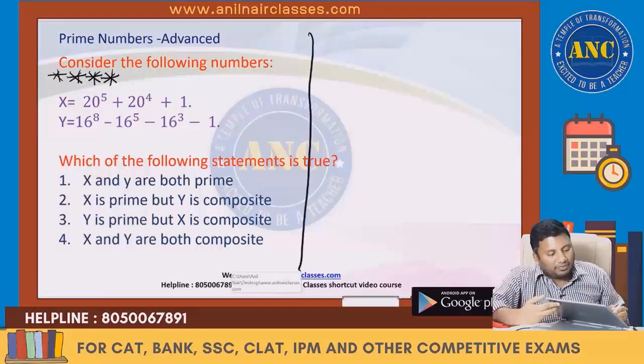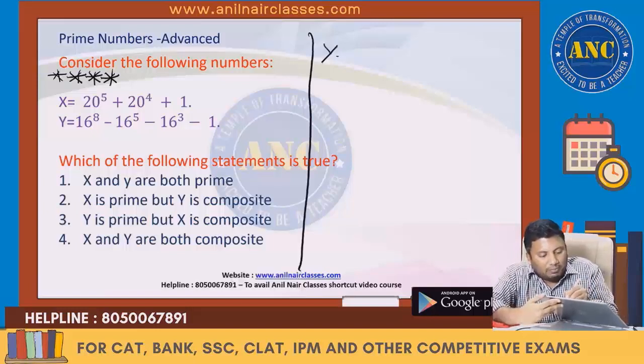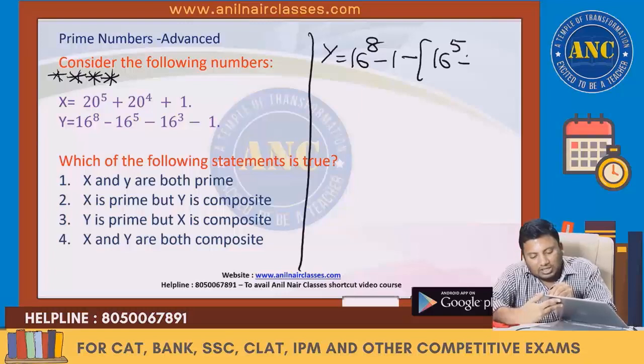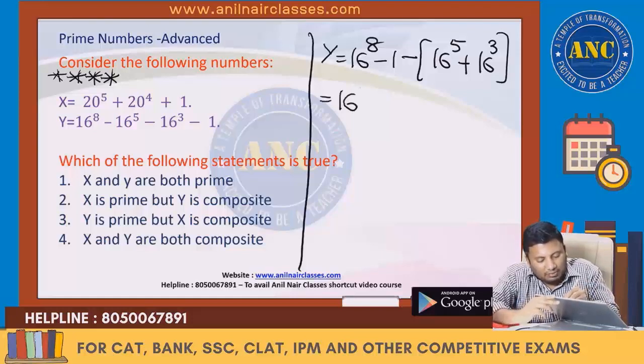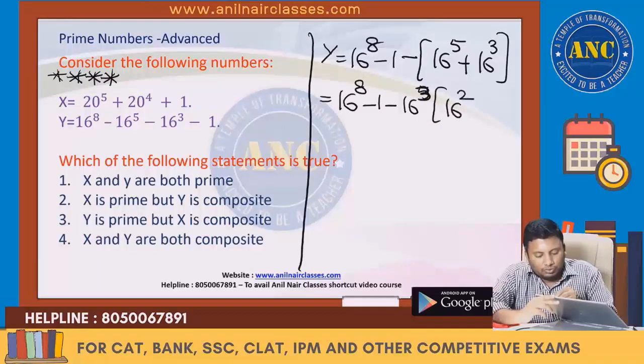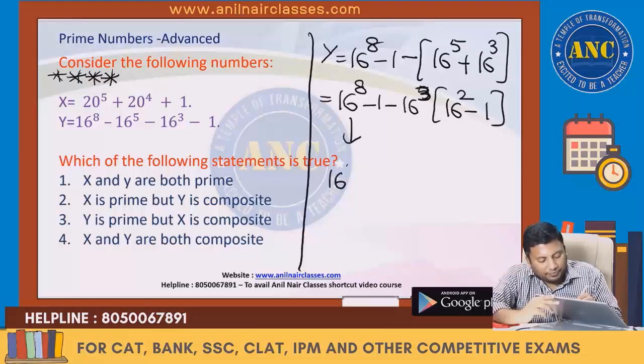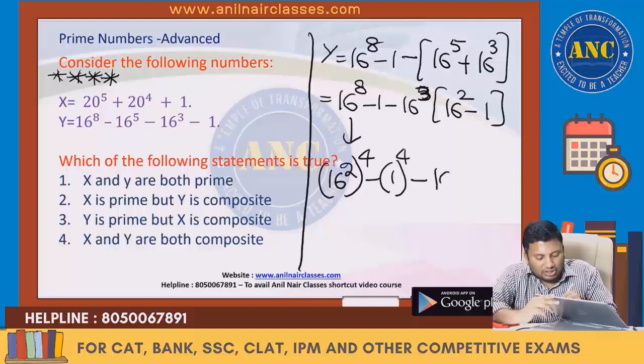First we will do it for y. Y is nothing but 16⁸ minus 1 minus (16⁵ + 16³). I will tell you why I am writing like this. This is nothing but 16³ into (16² minus 1). Can I write like this? 16⁸ minus 1 is (16²)⁴ minus 1⁴, minus 16³ into (16² minus 1).